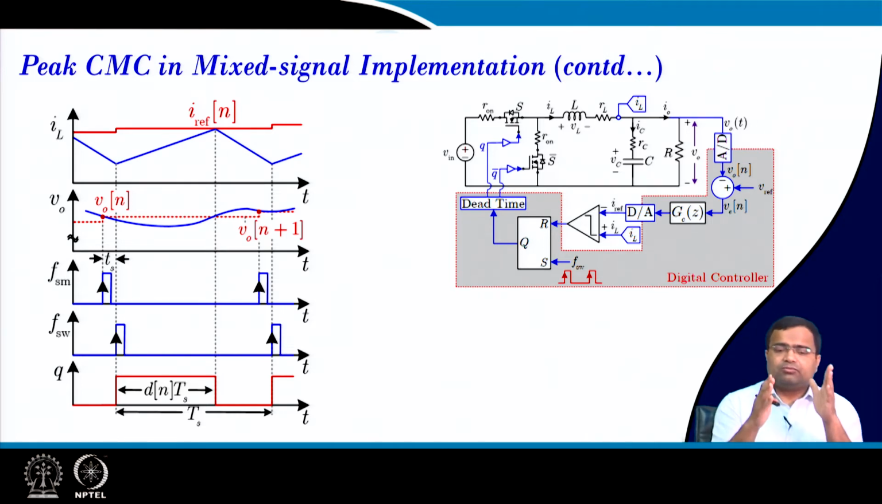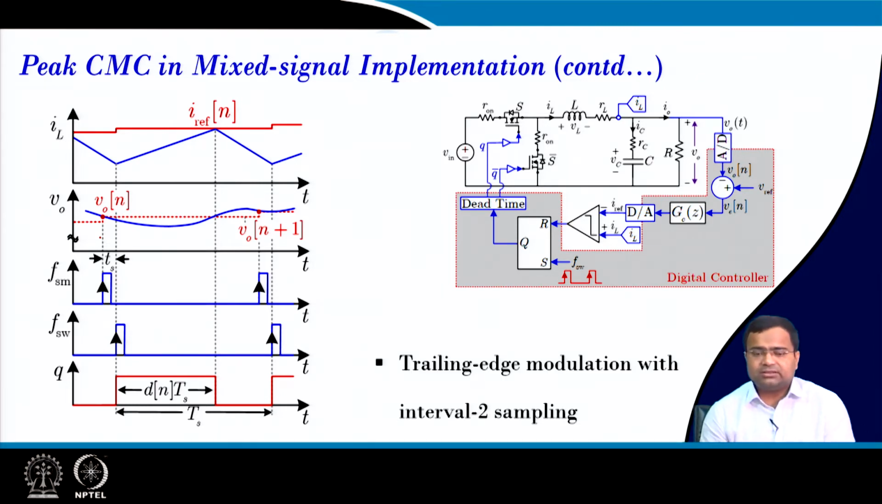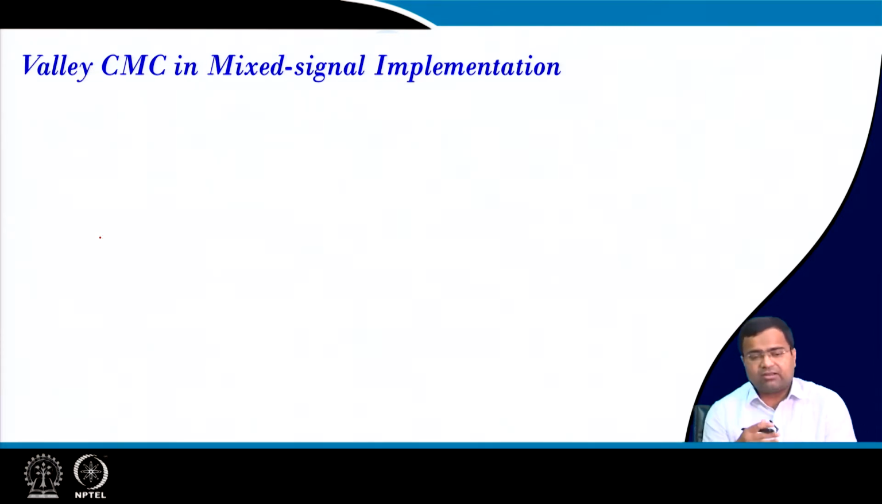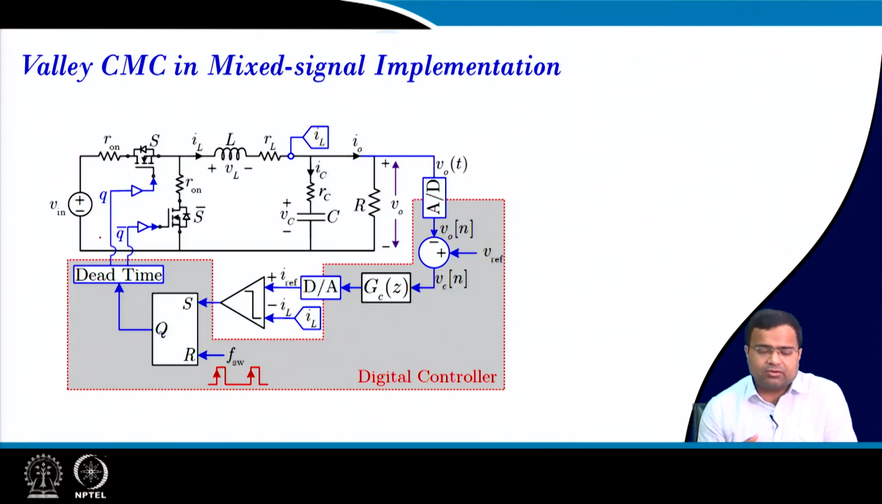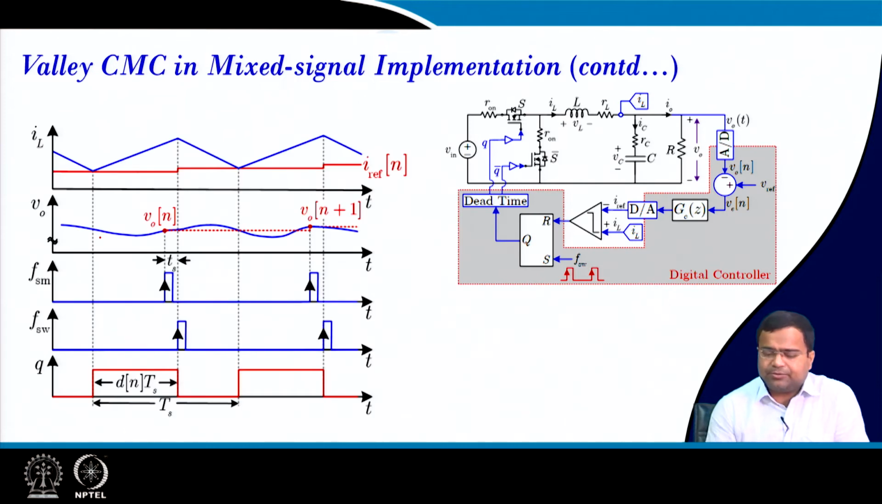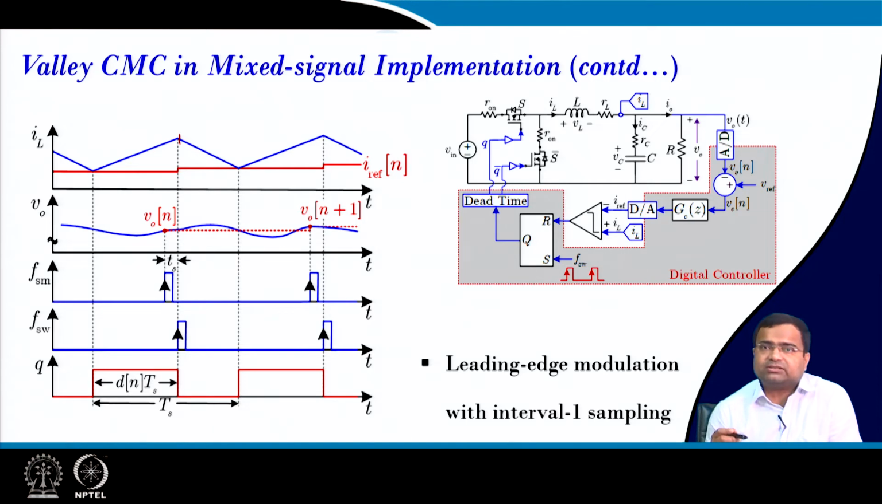So, we know about all this architecture, and we know about the control waveform. Here we are talking about peak current mode control and interval 2 sampling that we have discussed in the previous lecture, and valley current mode control also in mixed signal implementation. We have discussed that if you turn off the switch at the rising edge of the switching clock, then the switch will turn on when the inductor current touches the valley current, and by that process it will continue, and it is under leading edge modulation with interval 1 sampling.